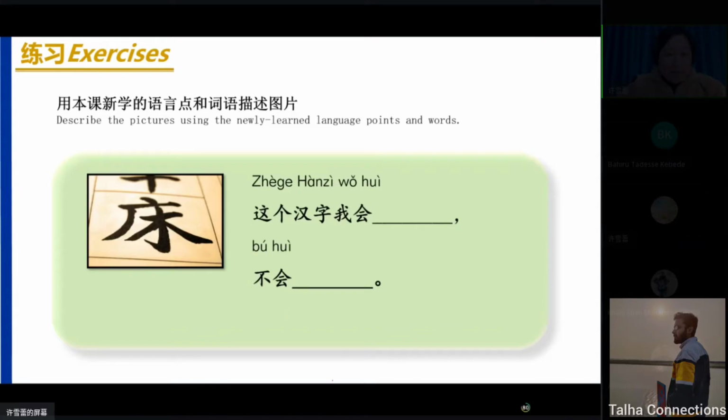好的, 我们来看这个字, 这个汉字, this Chinese character. 我会, maybe you can read it, but you cannot write it. Yeah, how to write this sentence. I can read this character, but I cannot write it. 这个汉字我会, excuse me. 这个汉字我会, I can read.